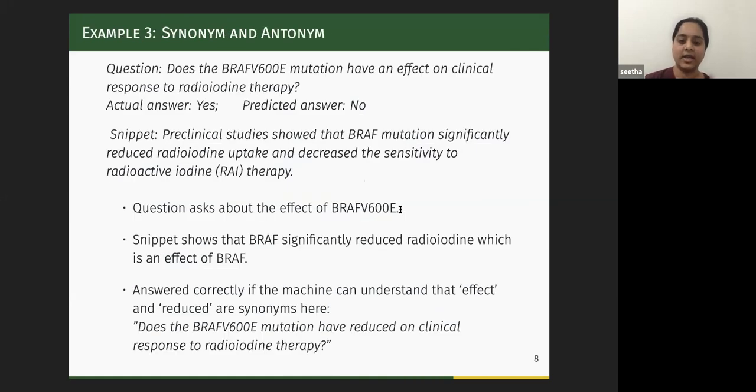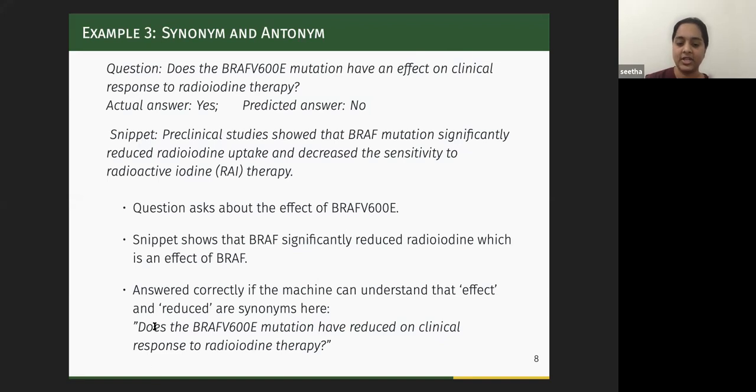One other hypothesis we had is about synonyms and antonyms. If you look into this particular question, it talks about BRAF mutation. If you read this particular question and the snippet, you can understand that this talks about the effect of clinical response, and here the answer is there is a significantly reduced radioiodine uptake. So the model cannot answer this particular question unless it understands that effect and reduced are synonyms.